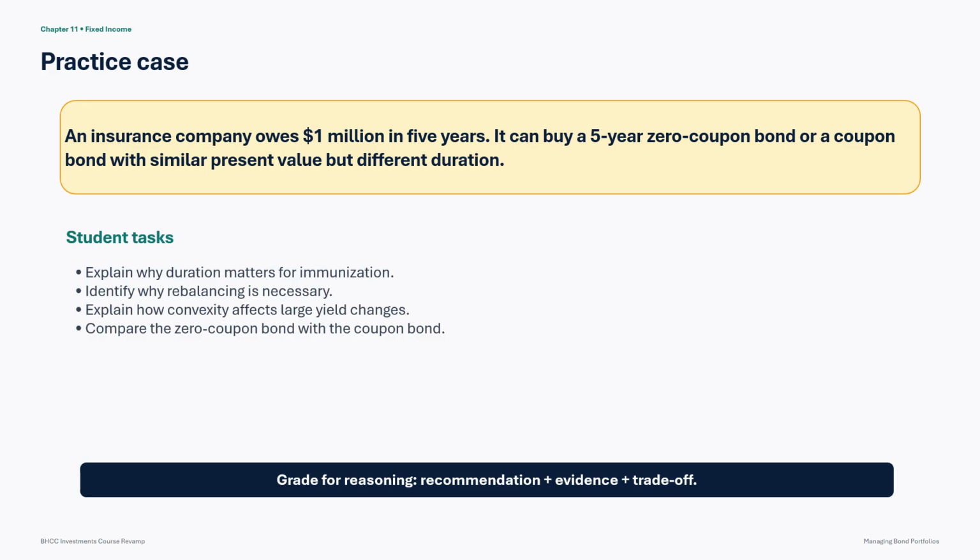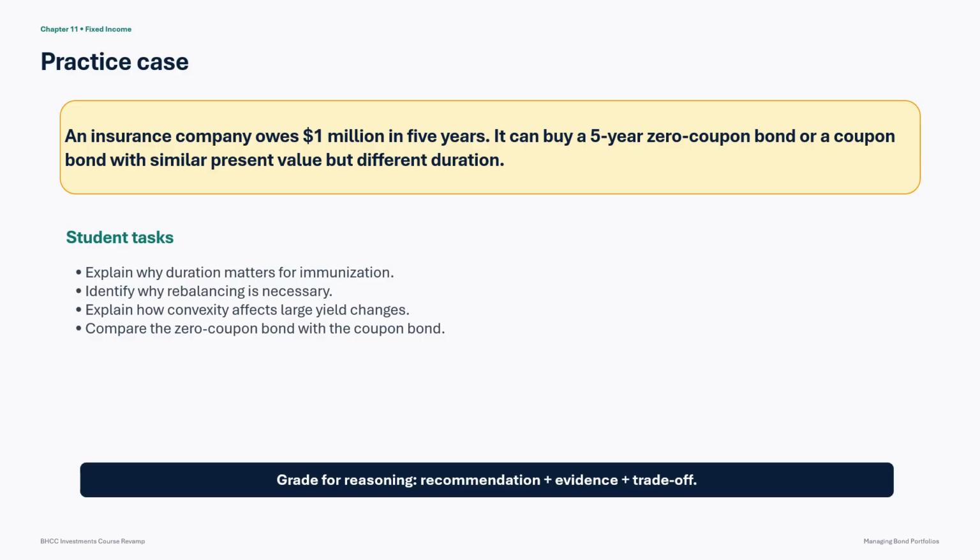For a single fixed liability, the 5-year default-free zero is conceptually the cleanest solution because it matches both the cash flow and the duration. The coupon bond may still be useful if the zero is unavailable, expensive, illiquid, or inconsistent with another portfolio objective. But it requires reinvestment planning and likely a different maturity or combination of bonds to achieve the duration match. A strong answer also identifies remaining risks: issuer credit, liquidity, taxes, inflation, if the liability is real rather than nominal, and the possibility that the payment date or amount changes.